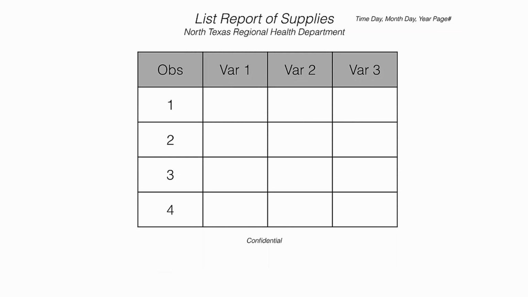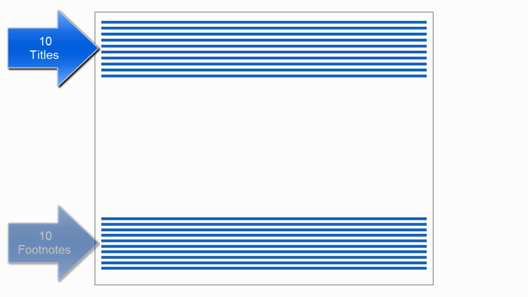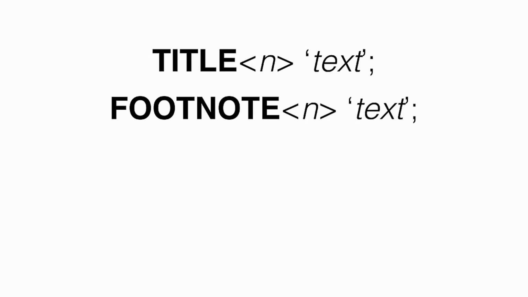But oftentimes, adding a title of your choosing to your reports can make them more meaningful and can help you stay better organized. You can easily add your own titles and footnotes to reports in SAS. In your SAS reports, you can specify up to 10 titles and 10 footnotes. To specify a title, you use the title statement. To specify a footnote, you use the footnote statement.